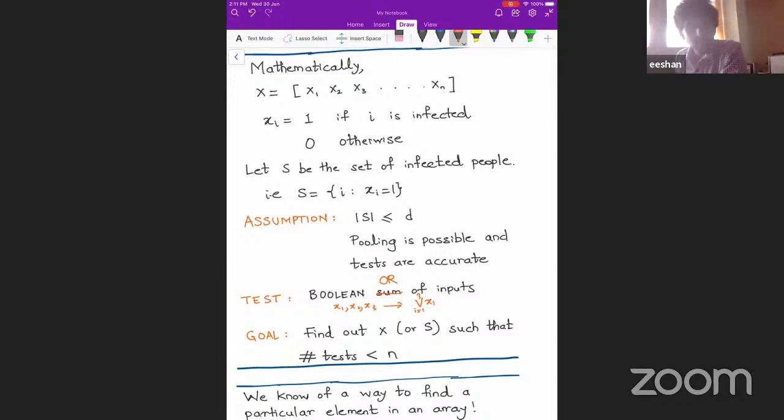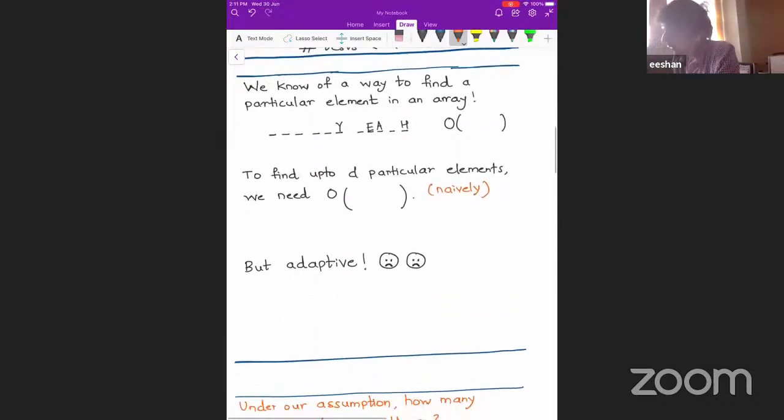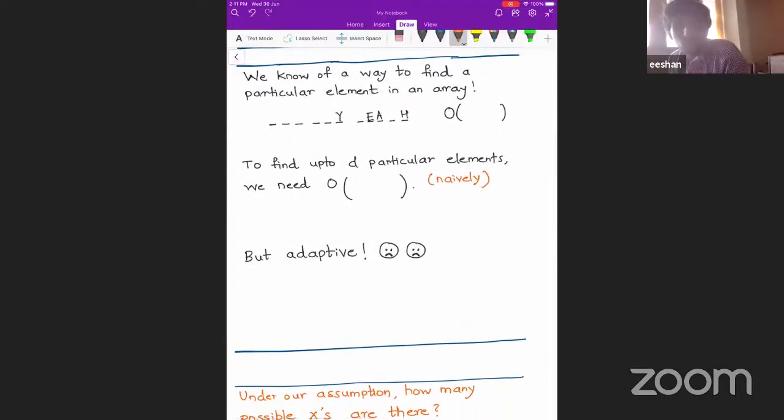I hope this is very clear, because it's quite simple. Now, all of us know of a way to find a particular element in an array. If you are looking in an array and trying to find something, how do you do that? What is the method? Can anyone tell me?